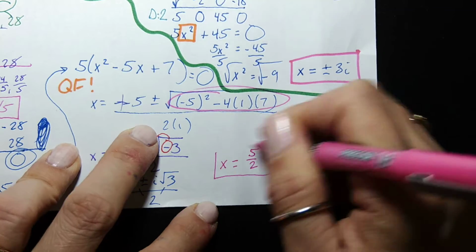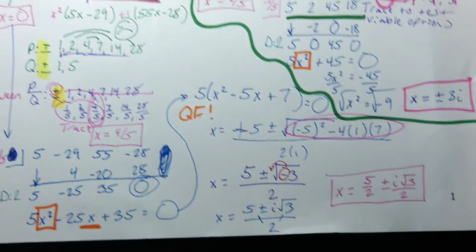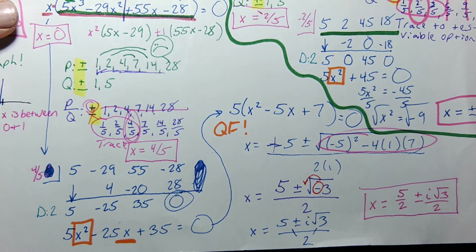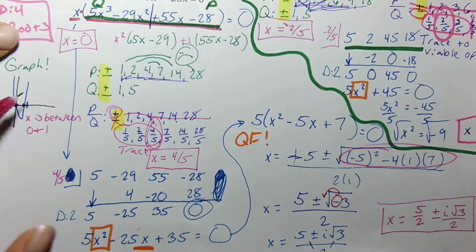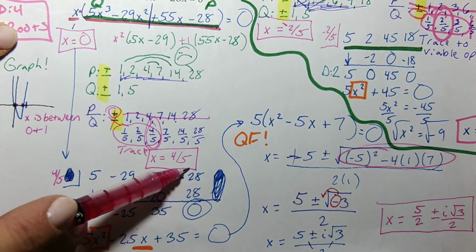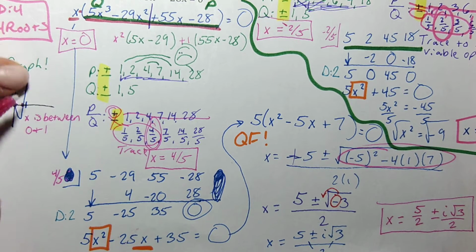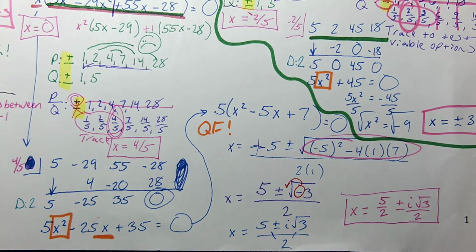Holy cow. So how many total roots did we find for this one? Zero is 1. That was this real one. Four-fifths is 2. That's that real one. And then 5 halves plus i root 3 over 2 is 3. 5 halves minus i root 3 over 2 is 4.